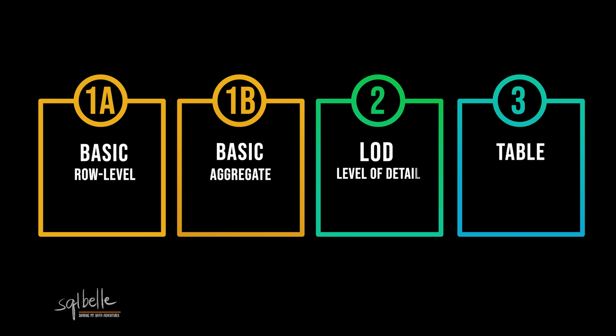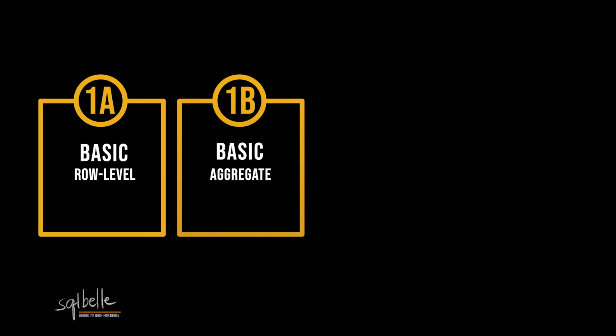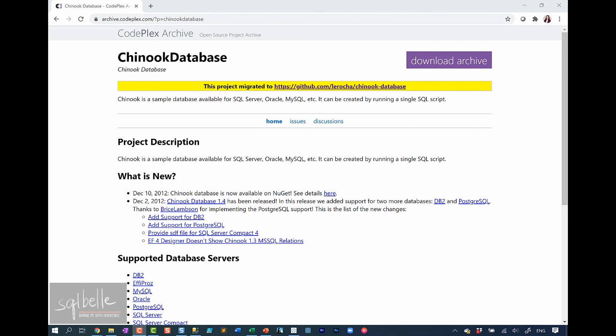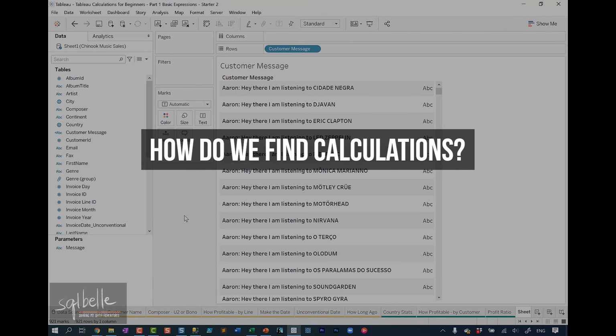Tableau has three main types of calculations: basic calculations, level of detail expressions or LOD expressions, and table calculations. In this video, we are going to focus on the first one, which is the basic calculations. This is further broken down into row-level calculations and aggregate calculations. Just as a reminder, I am using a fictional database for my data source. This is based off of the Chinook database, which is a sample database made available for several relational database management systems.